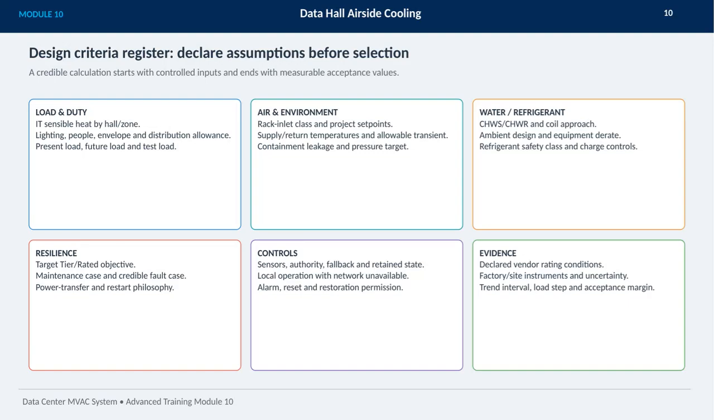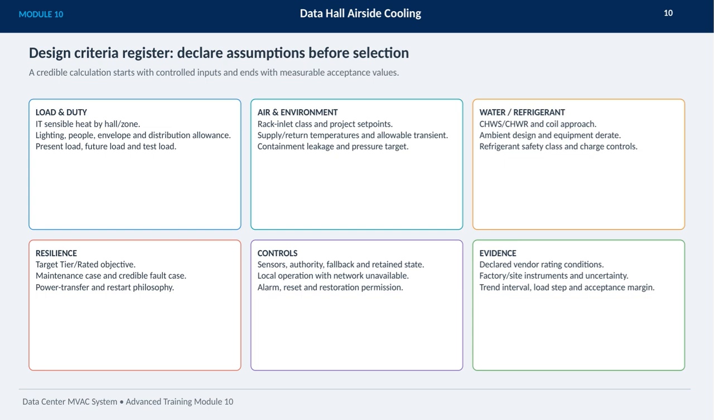This module covers data hall airside cooling in detail, focusing on the key design criteria that must be established before system selection. First, a credible calculation depends on starting with controlled inputs and setting measurable acceptance values. We look at load and duty, including IT sensible heat per hall or zone, plus allowances for lighting, people, and building envelope. It's crucial to account for present, future, and test loads to ensure flexibility.